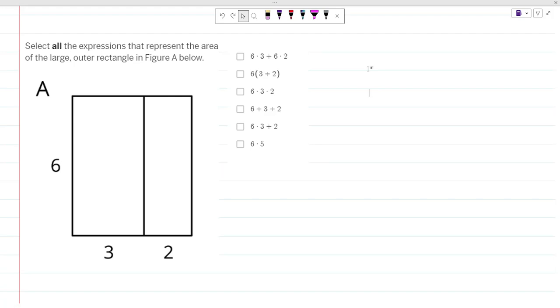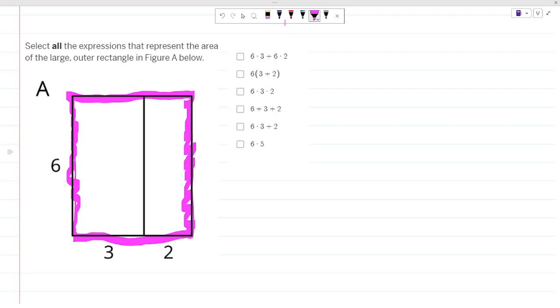Okay, so it says select all the expressions that represent the area of the large outer rectangle in figure A below. So what it's saying is that we want to find the area of like this whole rectangle. You can't really see it there, but this whole rectangle is kind of made up of the two smaller rectangles. That's what we want to find the area of.